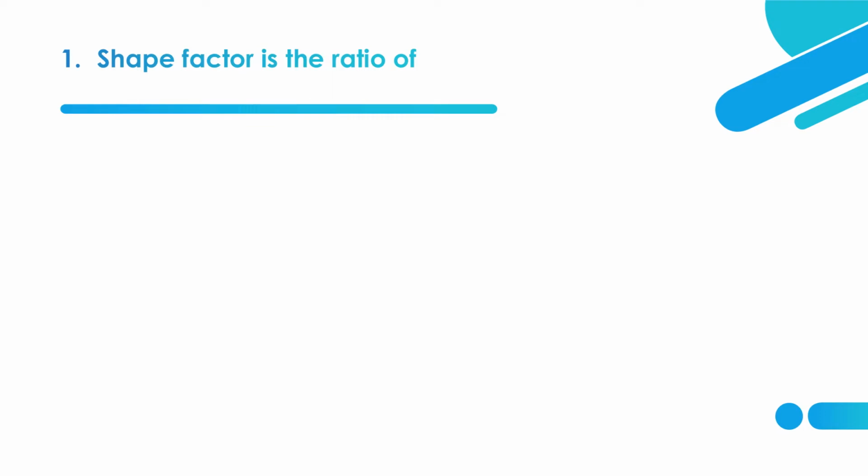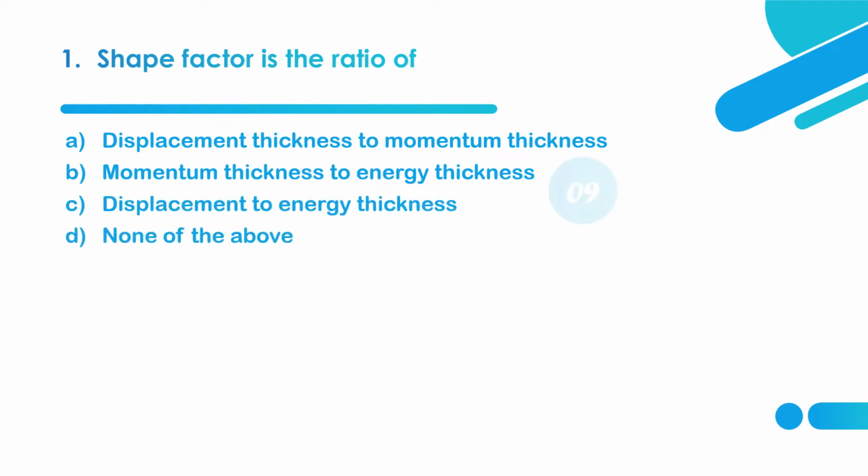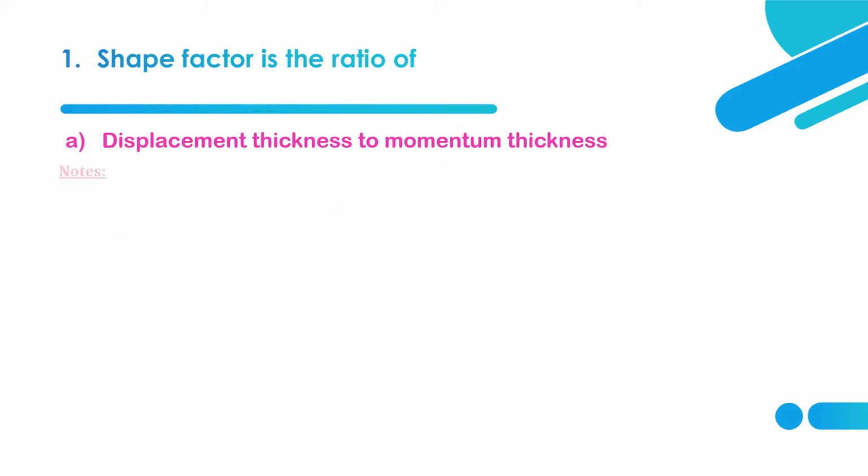Shape factor is the ratio of displacement thickness to momentum thickness, or momentum thickness to energy thickness, displacement to energy thickness, or none of these. So what is the ratio between two, which is called as shape factor? We have three thickness in boundary layer: displacement, momentum, and energy. Here the shape factor is the ratio of displacement thickness to momentum thickness. Now we shall see the definitions of all the terms.